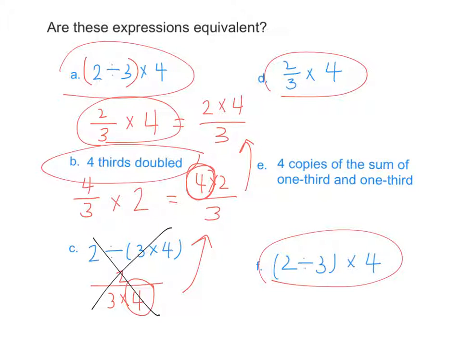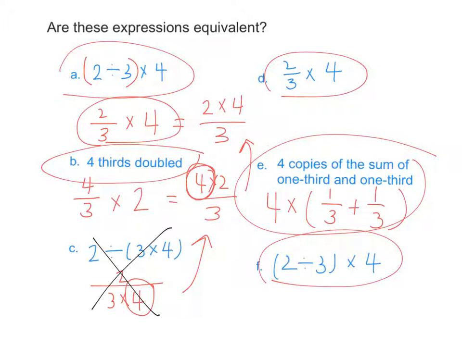What about E? 4 copies of the sum of 1/3 and 1/3. So the sum of 1/3 and 1/3, 4 copies. Is that the same thing? Yeah, so they're all equivalent except for C.